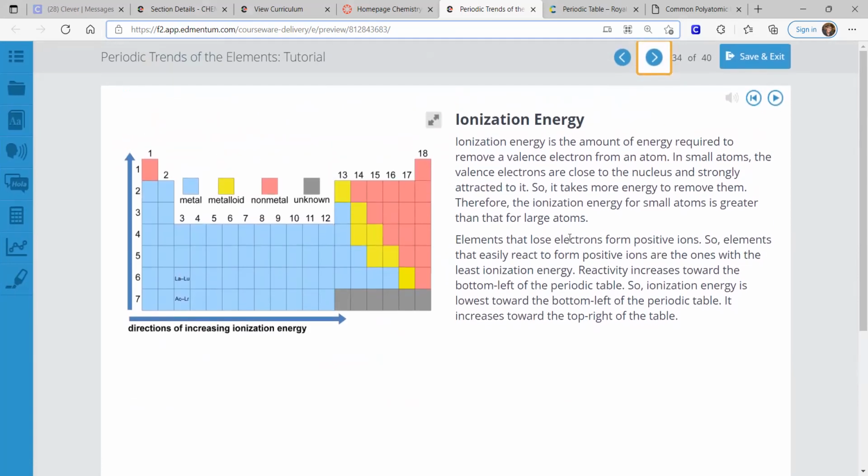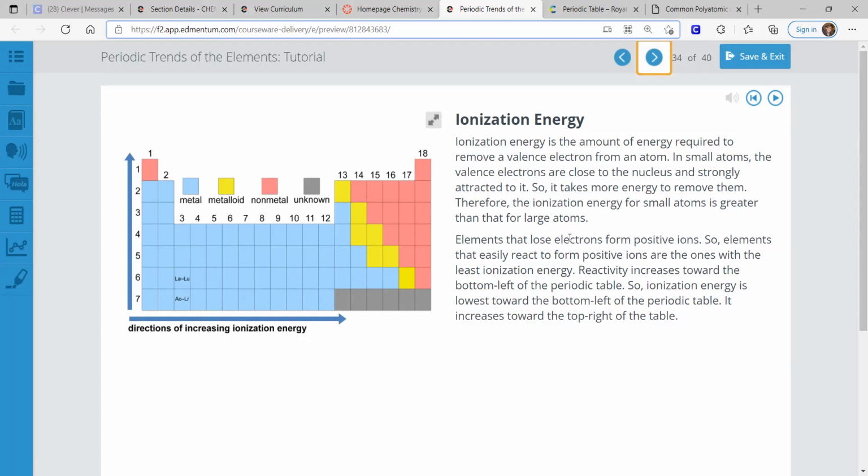Ionization energy is the amount of energy required to actually take away an electron from an atom. In small atoms, the valence electrons are very close to the nucleus and strongly attracted to it. It takes more energy to remove them. Small atoms have higher ionization energies. Elements that lose electrons form positive ions. So the elements that easily react to form positive ions are the ones with the least ionization energy.